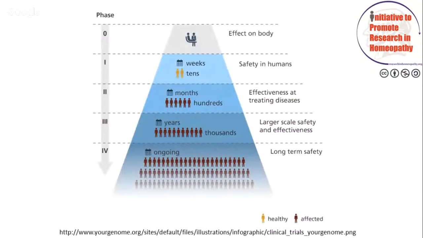Like this. Effect on body, that is preclinical or phase 0. In human beings, if we talk safety, that is phase 1. Effectiveness at treating diseases, phase 2. Larger studies, phase 3. And long-term study, phase 4. So this is in a nutshell about the phases of the study.